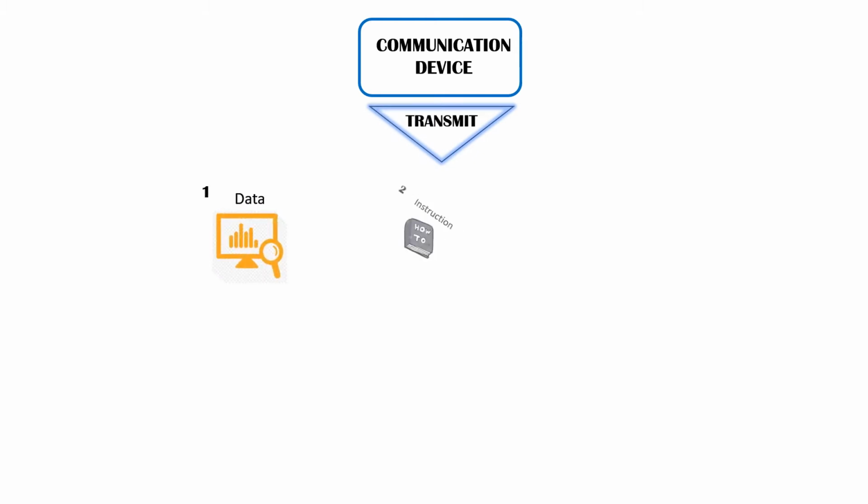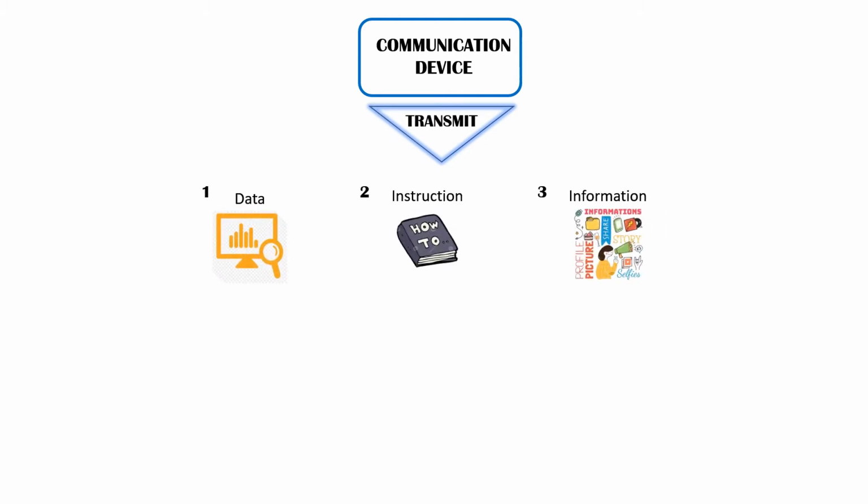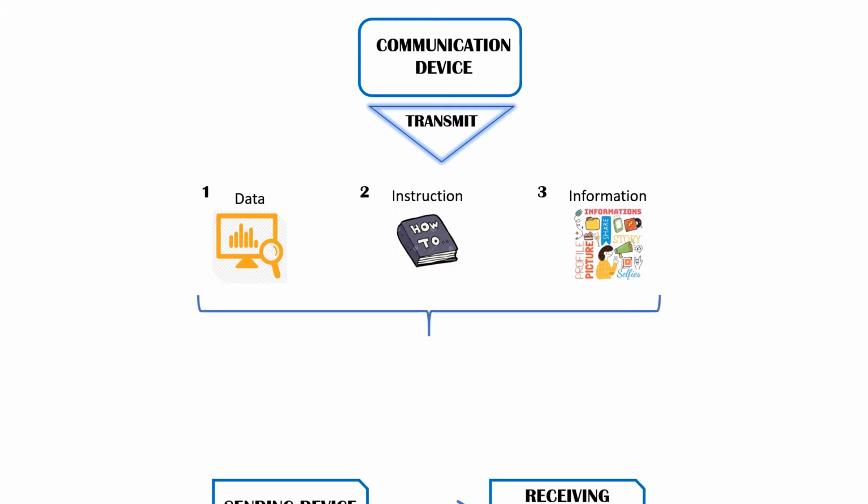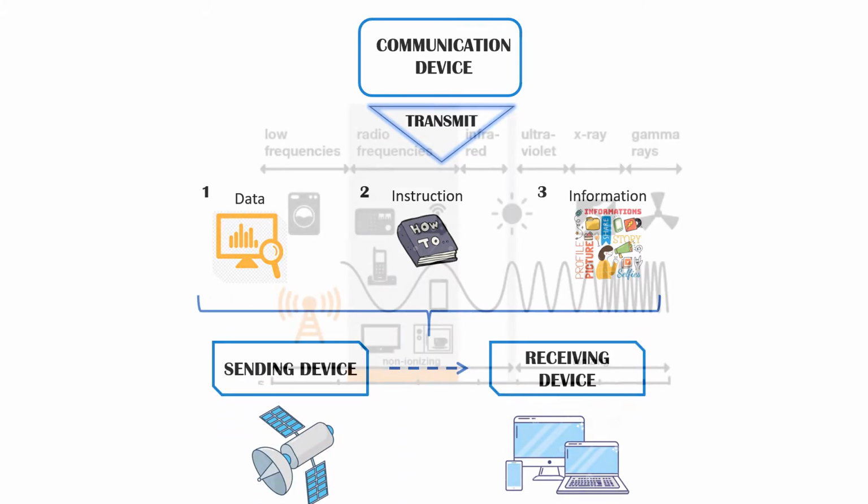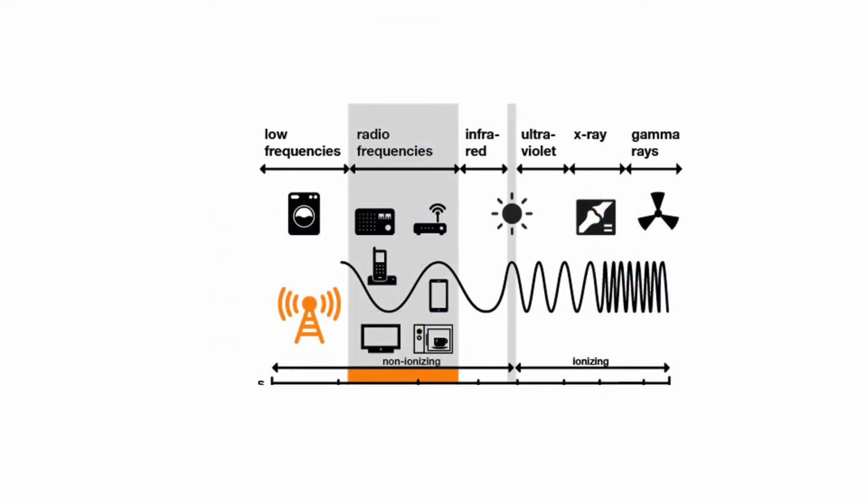But how? Communication device act as a tool or machine transmit data, instruction, and information between sending devices and receiving devices. At the end of 19th century, an understanding of electromagnetism led to the mastery of electricity.